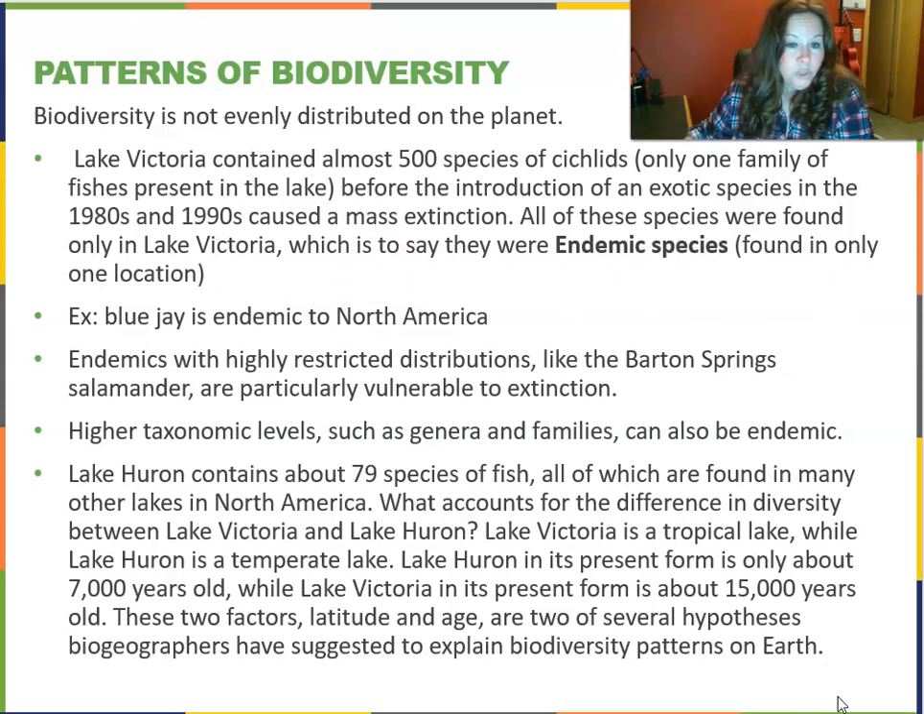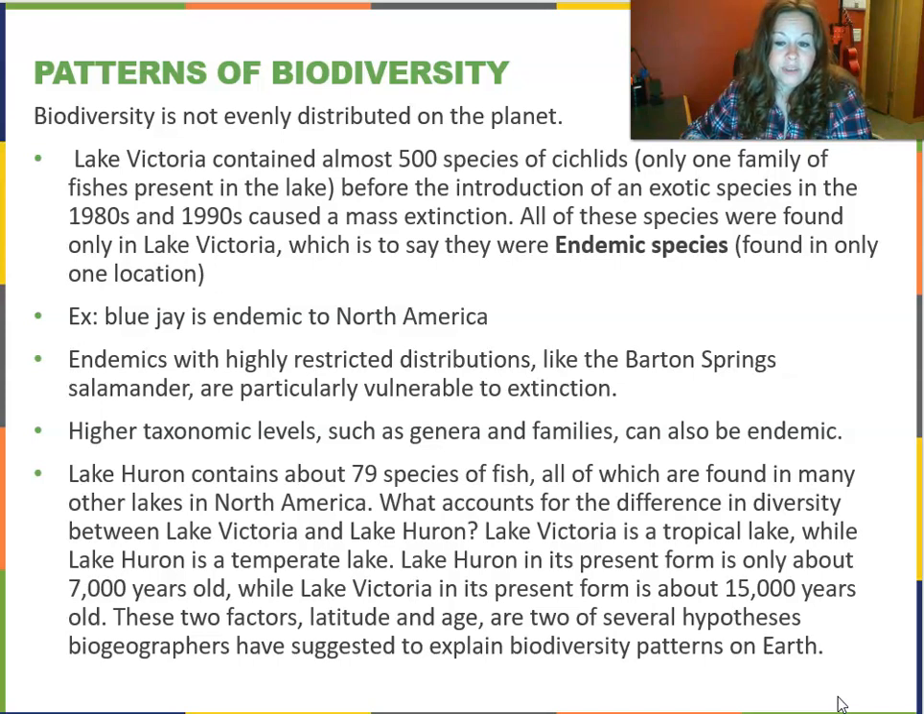Another example, blue jays are endemic to North America, found only here. Endemics with highly restricted distributions like the Barton Springs salamander are particularly vulnerable to extinction. Higher taxonomic levels like genera and families can also be endemic. Lake Huron contains about 79 species of fish, all of which are found in many other lakes in North America.